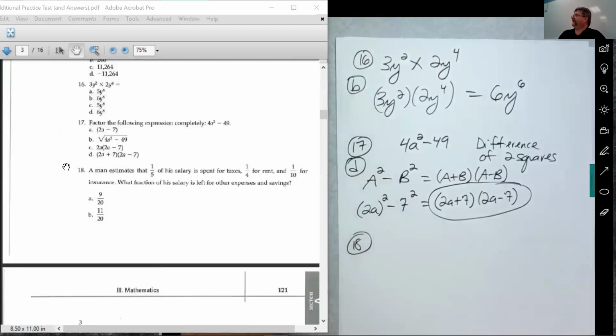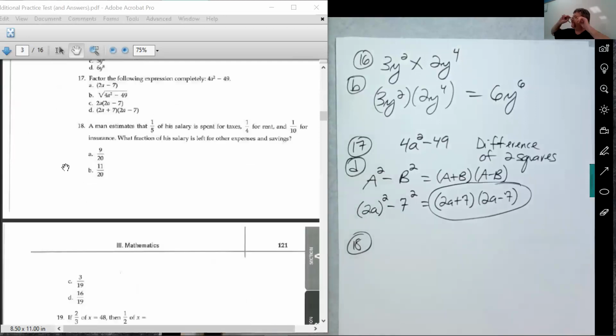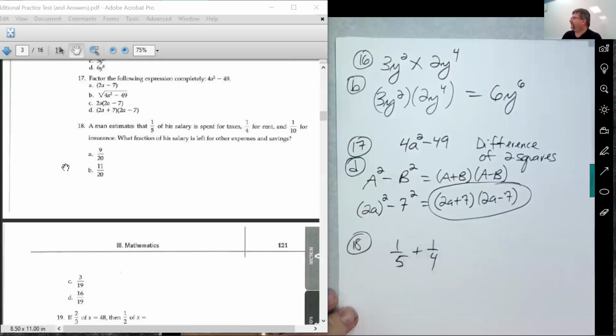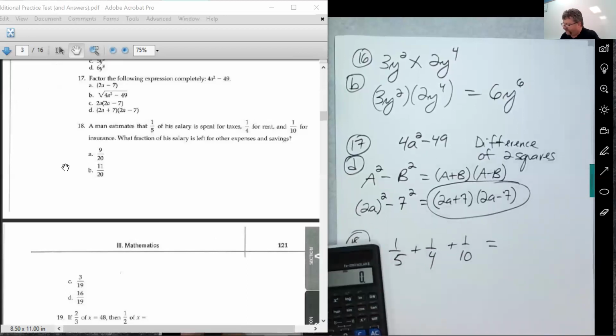A man estimates that 1/5 of his salary is spent for taxes, 1/4 for rent, and 1/10 for insurance. What fraction of his salary is left for other expenses and savings? Well, I've got 1/5 spent for something, then 1/4 on something else, and then 1/10 on something else. So I could figure out how much I'm spending, make this like a two-part problem. Add those three fractions together.